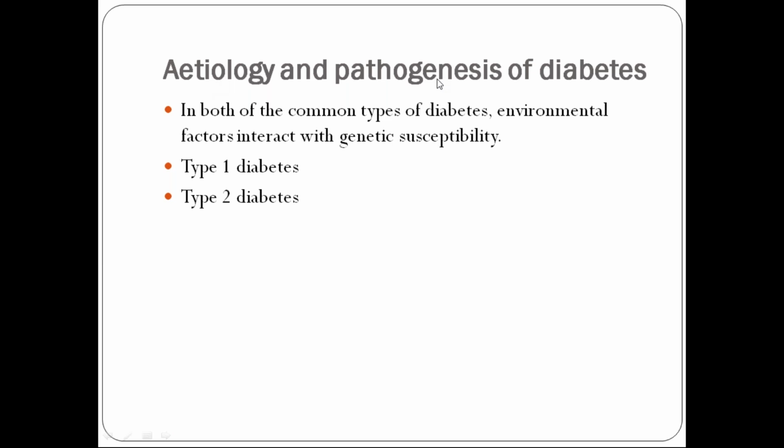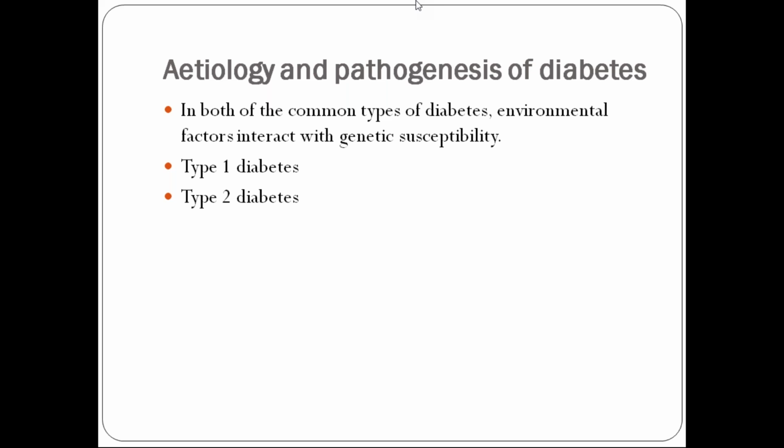Then coming to the etiology and pathogenesis of diabetes. In both the common types of diabetes, what are the common types of diabetes you come across in your postings? Type 1 and type 2, insulin dependent and non-insulin dependent diabetes. Another one of lesser occurrence is MODY, that is maturity onset diabetes of the young.